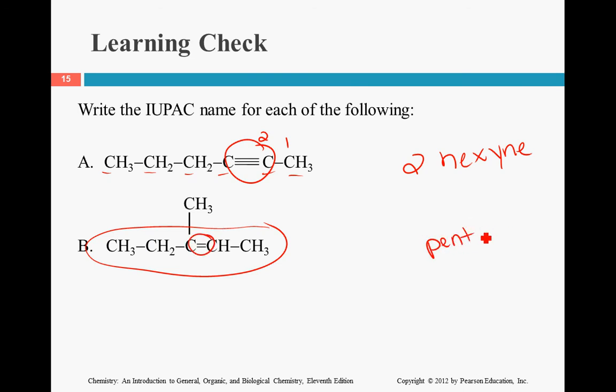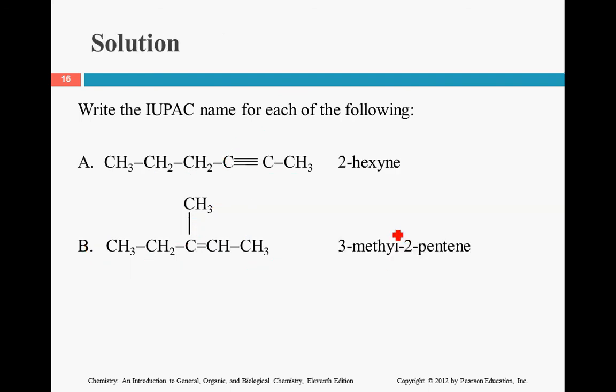Double bond, so -ene. There is a substituent on this one, and that's the methyl group. If we count from the left, double bond is on 2. If we count on the right, it's on 3. So we're going to count from the right hand side. So that's 2-pentene. That makes a methyl group on the 3rd carbon. And there you go. And that is all of naming alkenes.